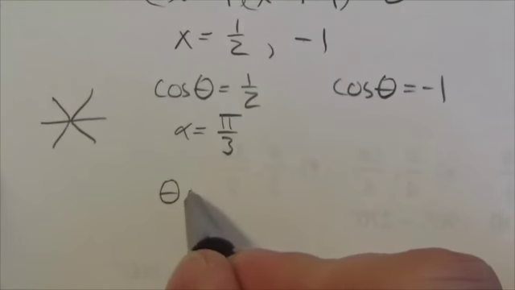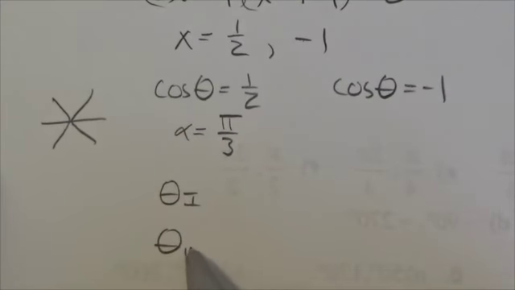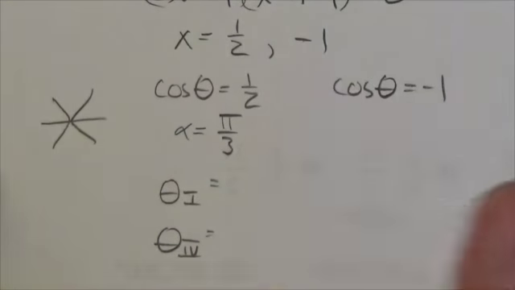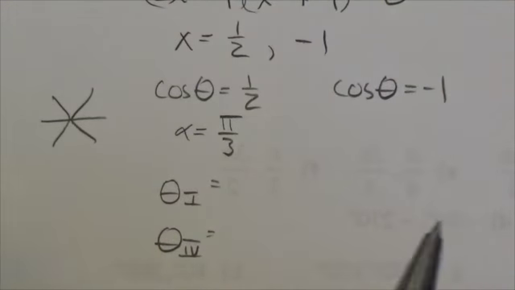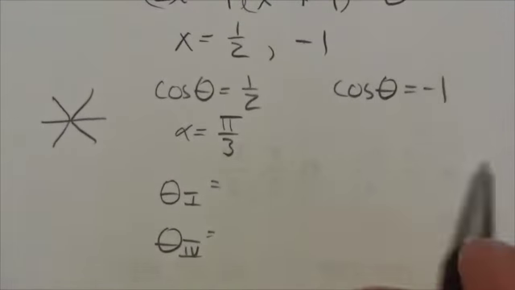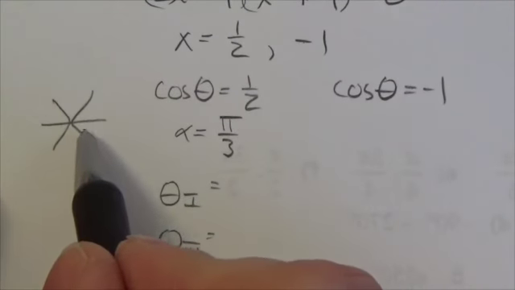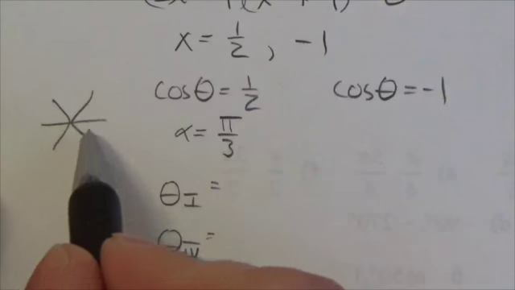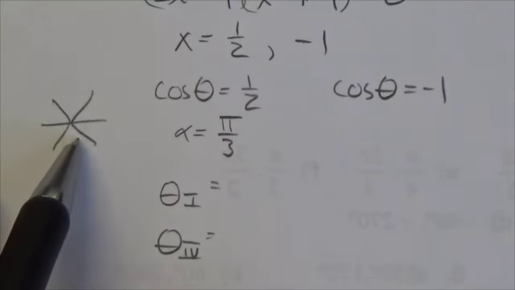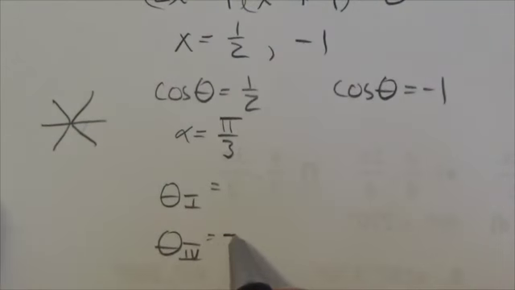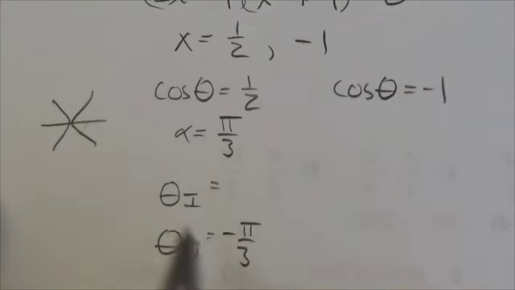Pi over 3 tells me that I'm chopping the top half and the bottom half of the circle into thirds. I want first quadrant angles and fourth quadrant angles here, but I've got two different domains that I'm working on. First of all, I've got that negative domain that puts me this way. Now, in the fourth quadrant on a negative rotation, the first angle I get to here is this one, and that's just going to be negative pi over 3.